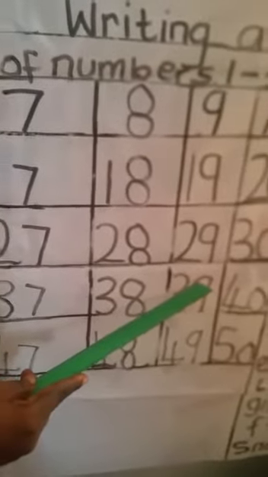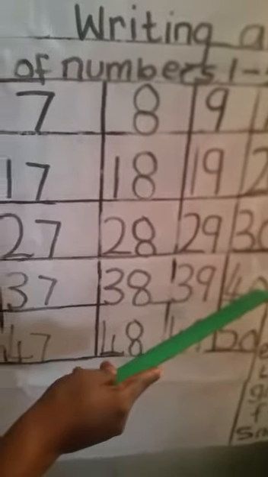33, 34, 35, 36, 37, 38, 39, 40, 41, 42, 43, 44, 45, 46, 47, 48, 49, 50. We are done counting our numbers.